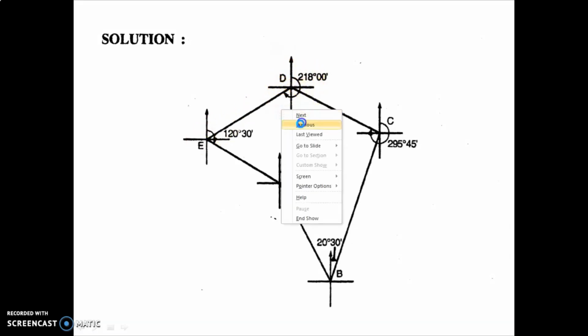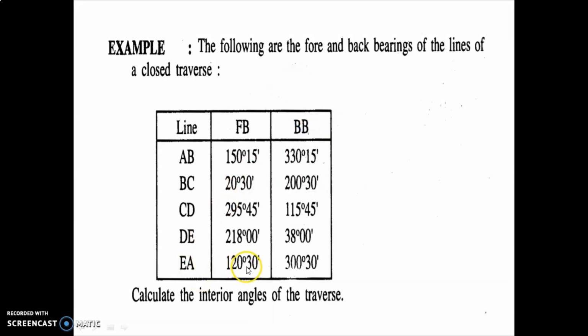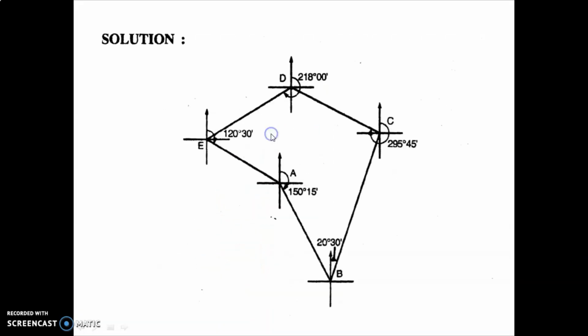And for EA, the forebearing is given as 120 degree 30 minutes. So from E to A, 120 degree 30 minutes means it will again be in the second quadrant. So you have to mention the quadrant and the angle from here to here, and then draw one line. This line must meet point A. When it meets here, you can say your traverse is complete.